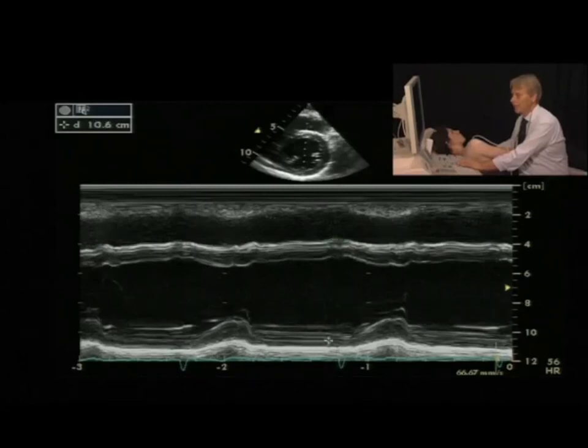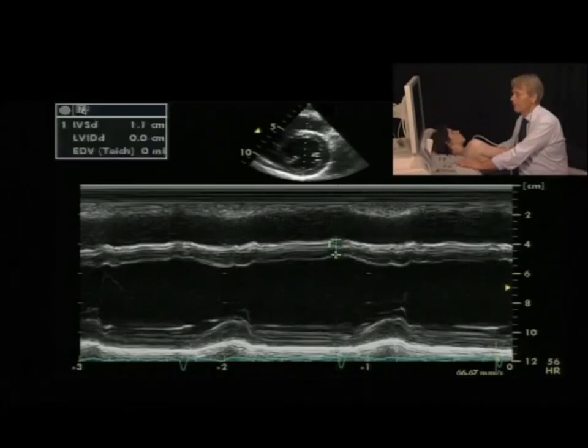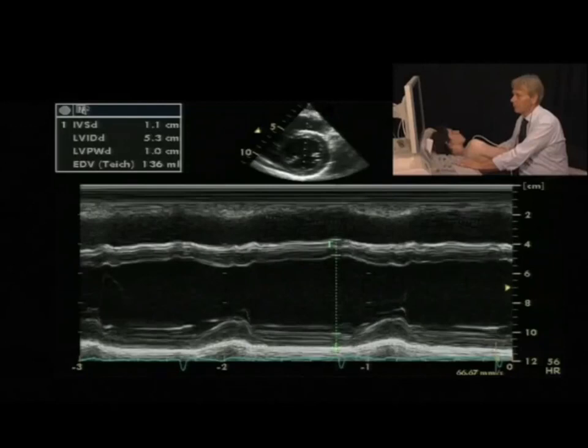So we have the biggest width of the left ventricle shortly before the QRS complex starts. So this is where you would start with your M-mode measurement of the septum. Then you would measure the end-diastolic diameter, the posterior wall.